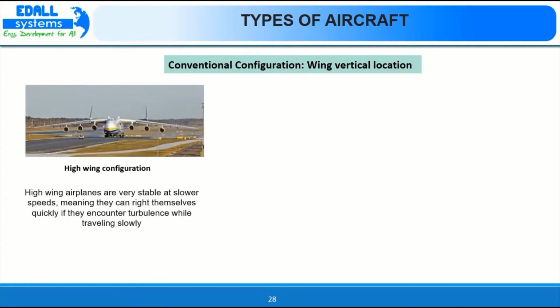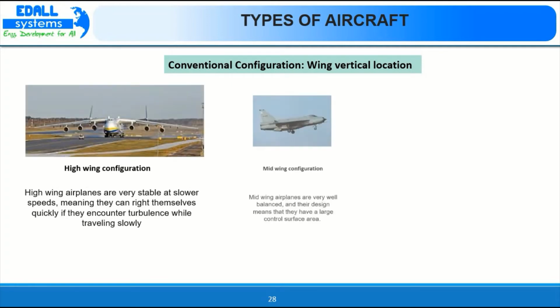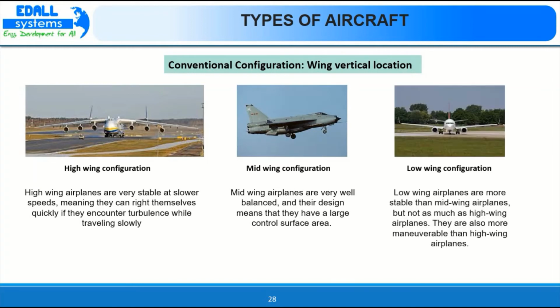Under wing vertical location, we have high wing configuration, mid wing configuration, and low wing configuration. These wings can be placed at the top of the fuselage, in the middle of the fuselage, or at the bottom of the fuselage. Based on that, it is classified as high wing, mid wing, and low wing.